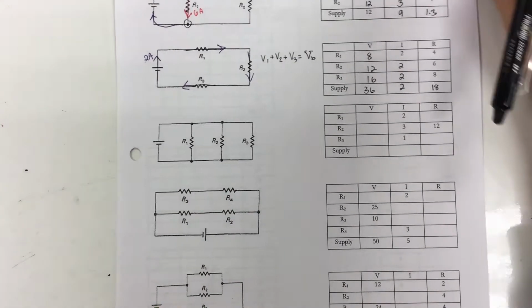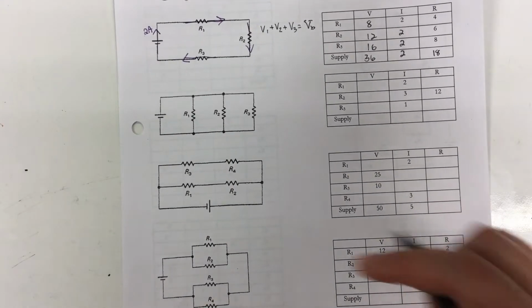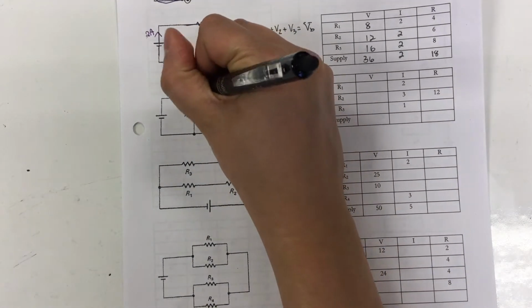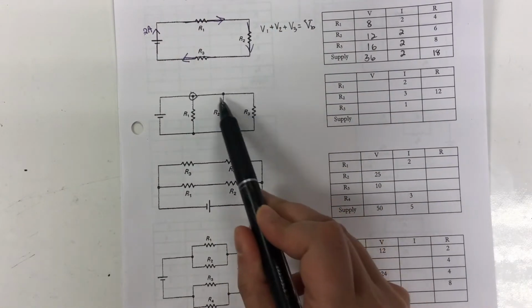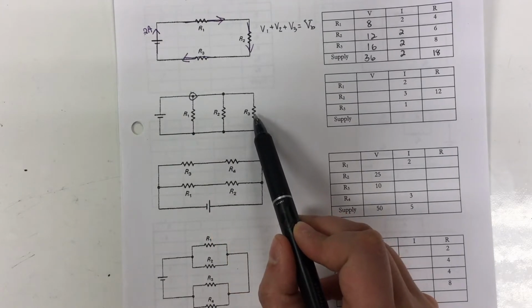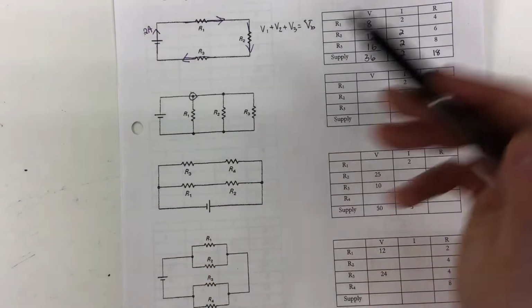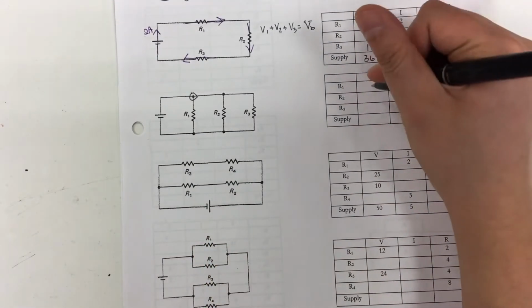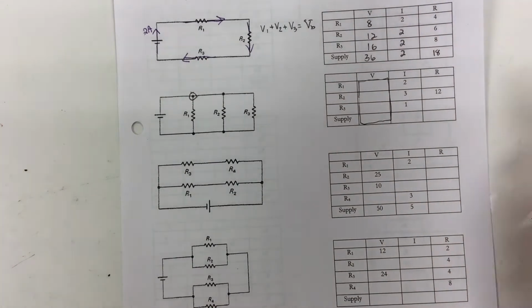Okay. Number 3 is all parallel. Again, this is all parallel because this junction here is on either side of R2. There's no other resistors between R2 and this junction. There's no other resistors between R3 and this junction. And there's no other resistors between the battery and this junction. So whenever we get the voltage, all 4 of these must have the same value for voltage.